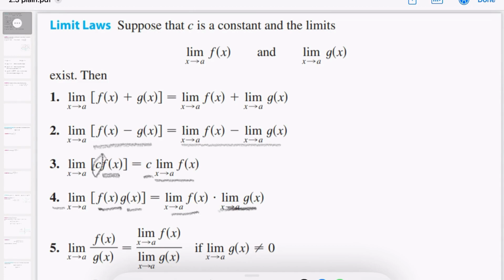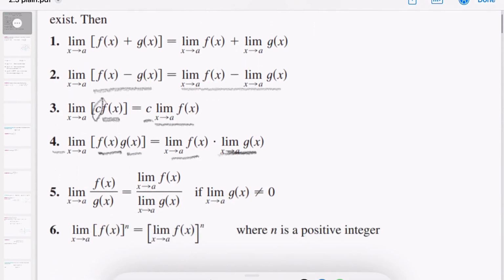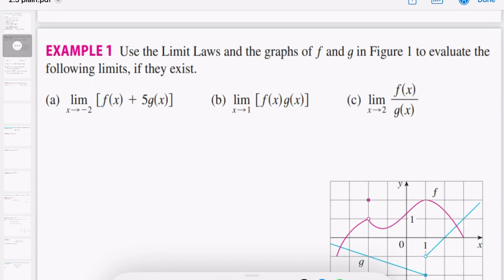And the fifth one is the quotient law, that the limit of the quotient is the quotient of the limits, provided that the limit of the denominator is not equal to 0. And we have here the power law. It says that when the function is raised to a power, we can just take the limit inside and take the power of the limit.